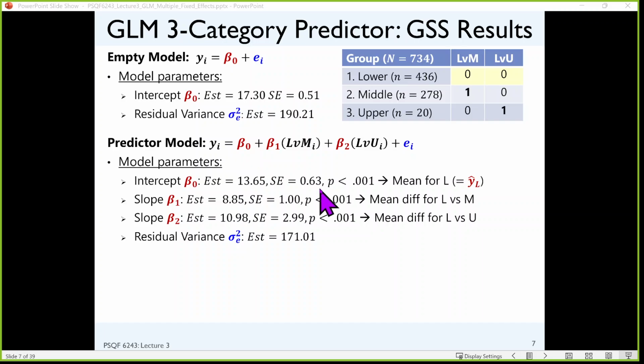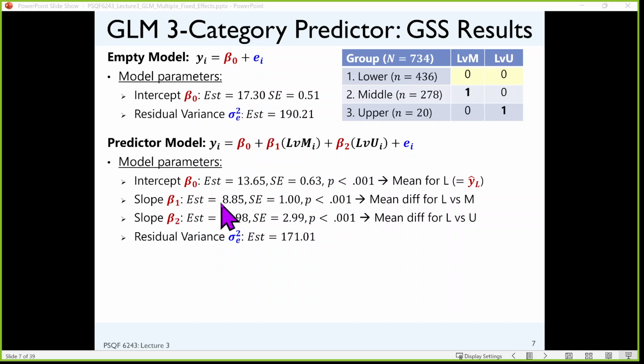So that is how wiggly the mean for the lower class group would be expected to be, how far off from the population version you are on average across multiple samples. So this is like a replicability idea of the standard error. That is significant at p less than 0.001, meaning that 13 is not 0.